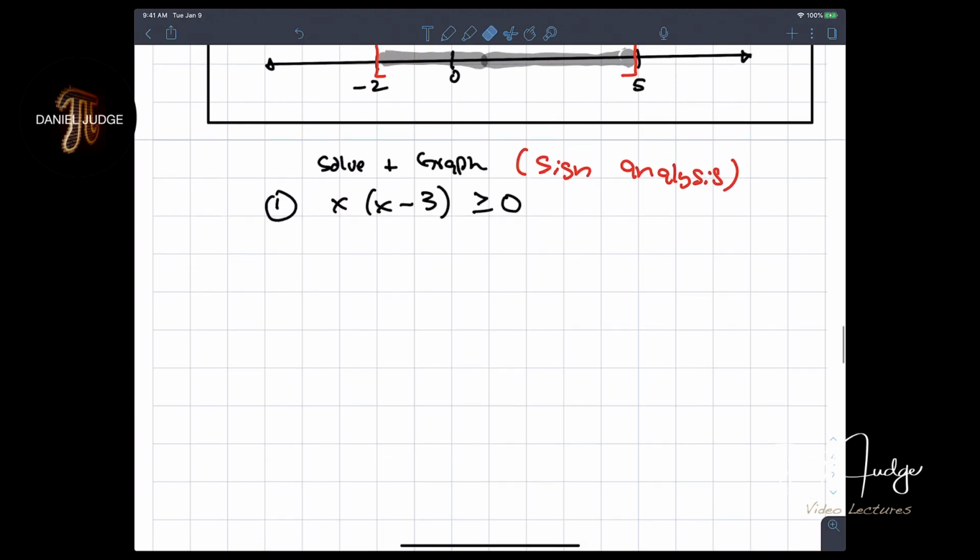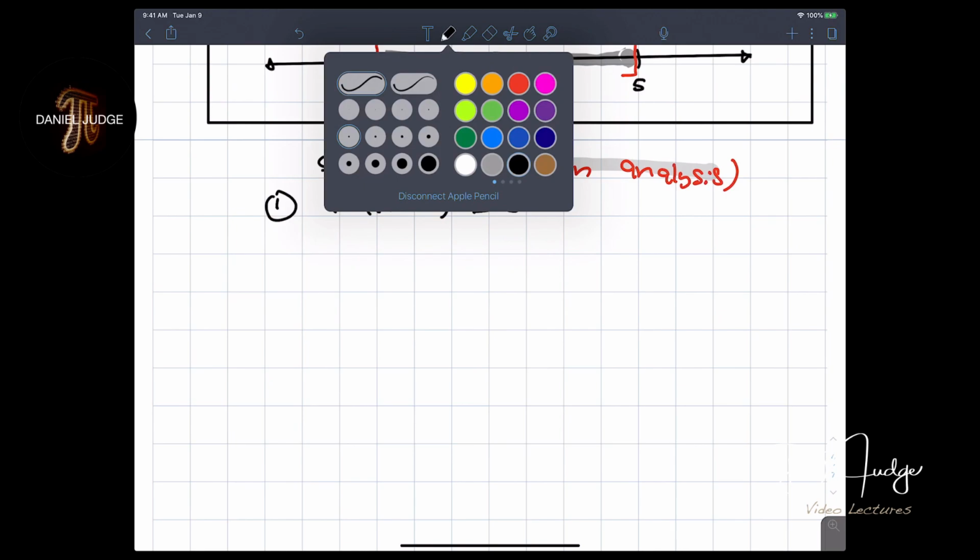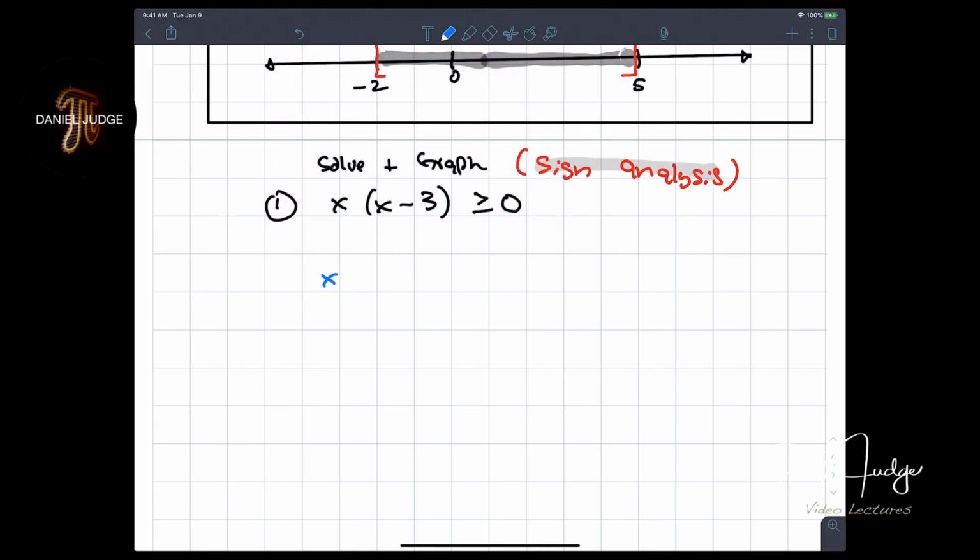All right, we're going to solve and graph. We're going to use this new technique when we have a non-linear inequality, called sign analysis. The first step is to solve the equality. So we say x times x minus 3 equals 0. That's the first step.